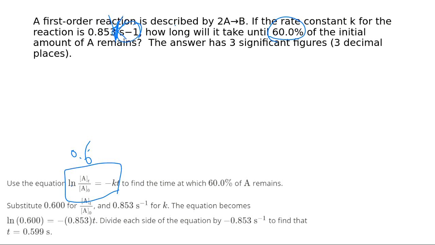You have the value for k, and you have the ratio. The value for k is given. This ratio is given, which is 0.6 because it says 60% of the initial amount. And then you find the t. You're trying to find the t.